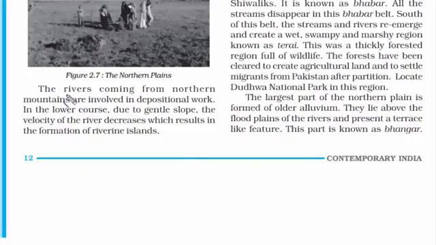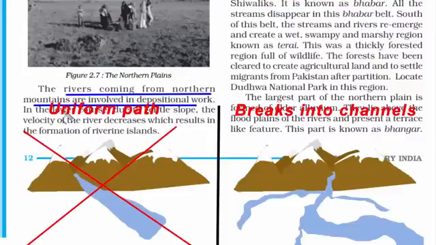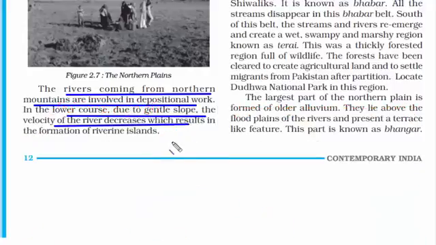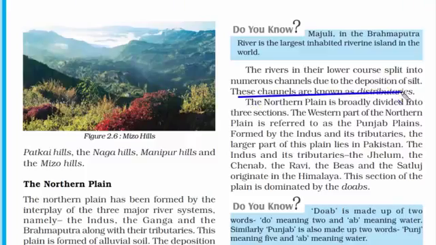When a river comes from mountain, it rushes into the plains. There the river does not follow a uniform path. It breaks into different channels due to deep gorges and rugged terrain. These channels are known as distributaries. The northern plain is broadly divided into three sections.